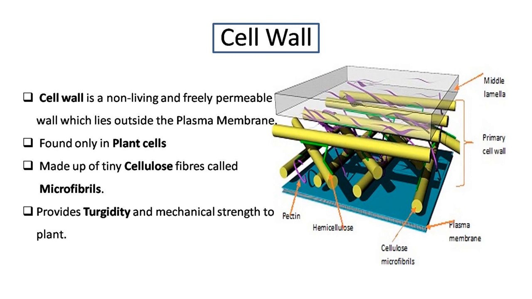It is made up of tiny cellulose fibers called microfibrils. As you can see in the picture, a number of components intertwine themselves to form the cell wall. It provides turgidity to the plant, and it also provides mechanical strength to the plant.